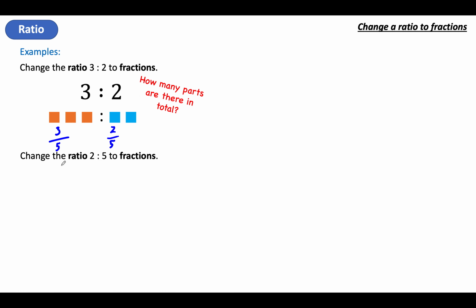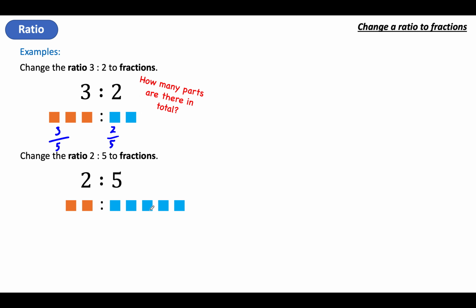So if I was doing this one, change the ratio 2 to 5 to fractions. Sometimes they say change, sometimes they say convert. And so here we go, just write it a bit bigger again, 2 to 5. Again, let's show those blocks. So I've got 2 blocks on the left and then 5 blocks on the right.